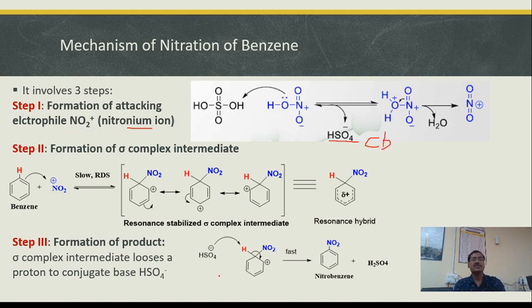So what will happen? This conjugate base will take away the proton from the sigma complex intermediate, regenerating the aromaticity of the benzene ring. Mind here that negatively charged HSO4 minus is taking the proton. So this carbon hydrogen bond is broken in such a way that hydrogen goes from this sigma complex intermediate without any electrons. So electrons are left on the benzene ring. So here there will be a negative charge. So this negative and positive will generate a double bond, regenerating the aromaticity of the benzene ring. This is a generalized mechanism of the benzene ring. If you understand the mechanism of nitration, the rest of the mechanisms are quite similar.